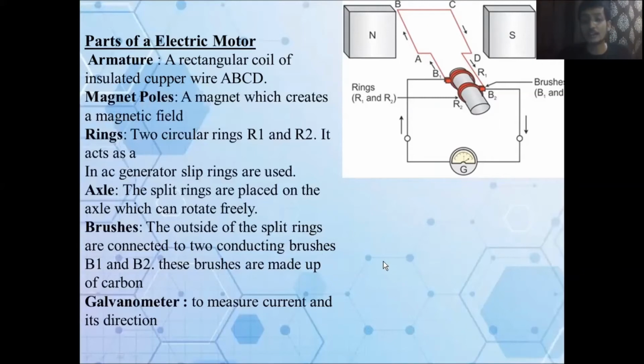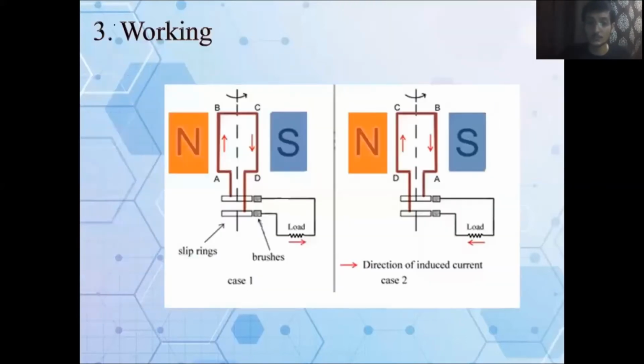And then lastly we have the galvanometer. It indicates whether there is a current, and it also tells about the direction of current. So that's why we use a galvanometer over here. Now how the working takes place. A coil is placed inside a magnetic field. Now we have to rotate it.